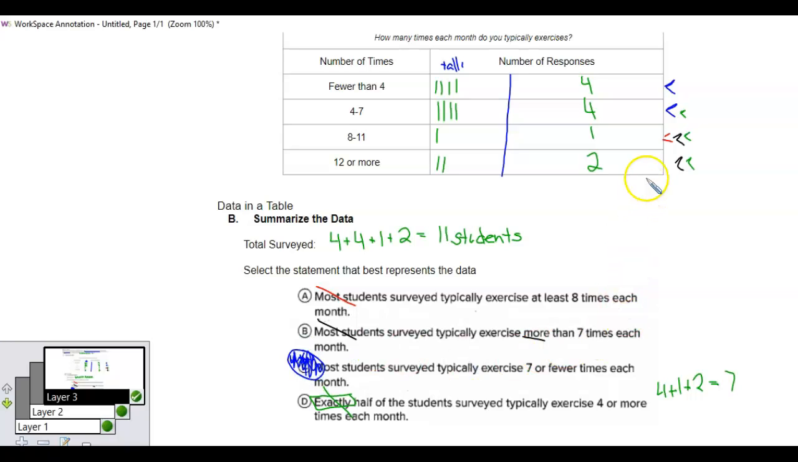I could have said that few students exercise 8 or more times because I only have 3 people. That would be another thing I could say. All right, there's lots of observations. We were just picking the best out of the choices we had. Right? We will practice more later.